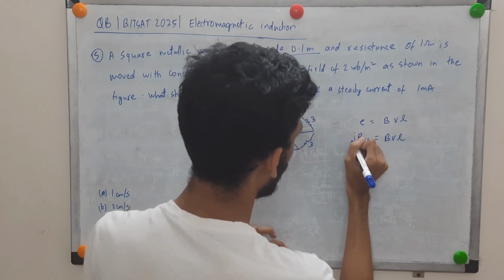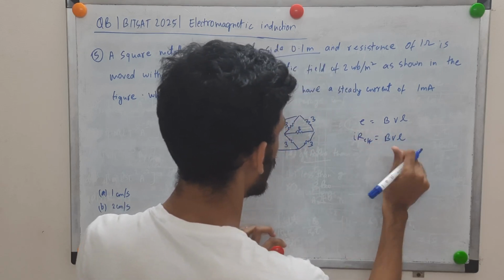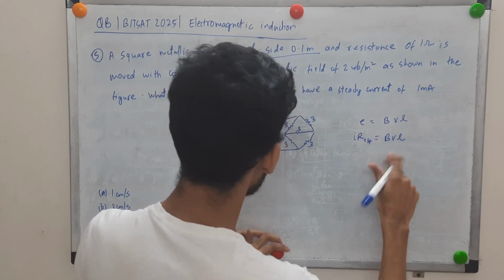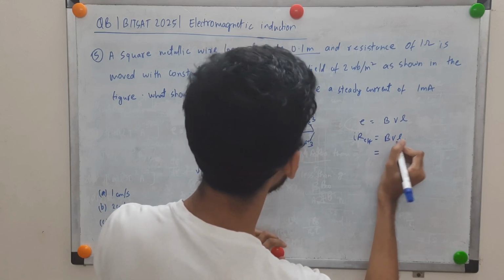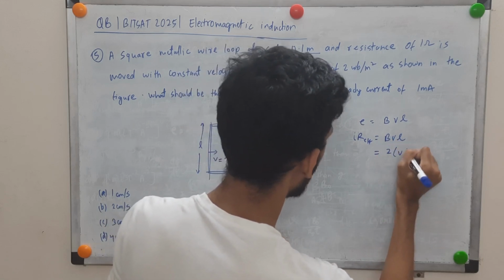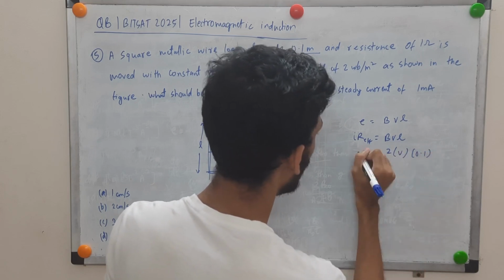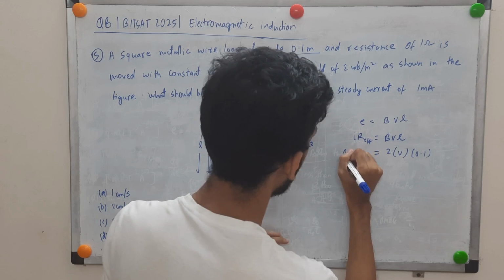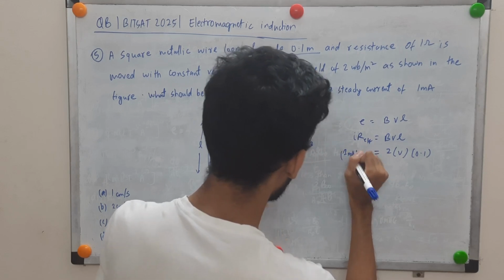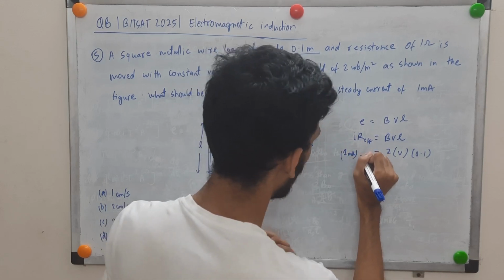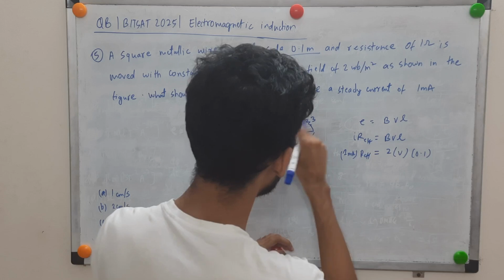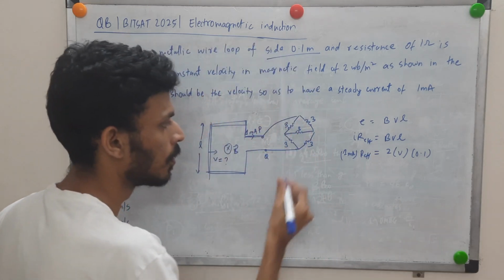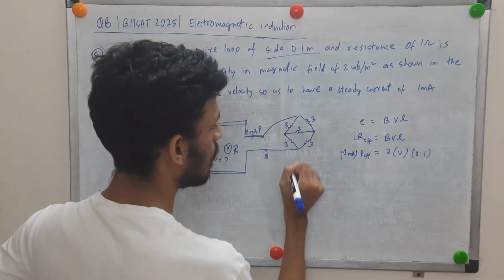So we are supposed to find this velocity, right? So what is the magnetic field? It is 2, and velocity we are supposed to find, length is 0.1. The current is said to be 1 milliamps, and what about the effective resistance? Okay, R effective. So if you see, this is a Wheatstone network. I hope you know to find the resistance of this. It will be simply 3, right?